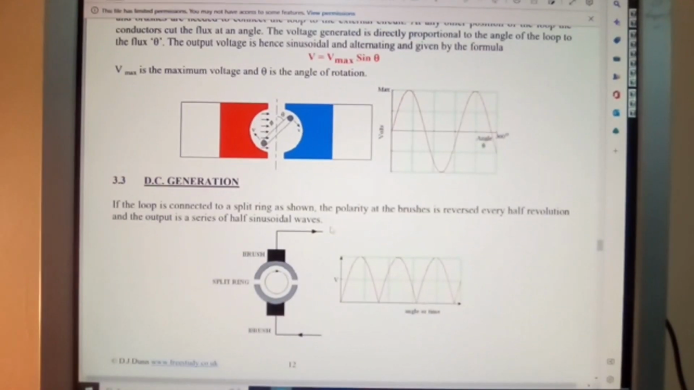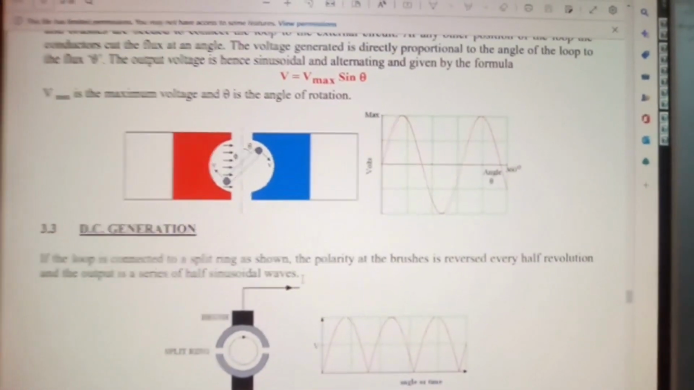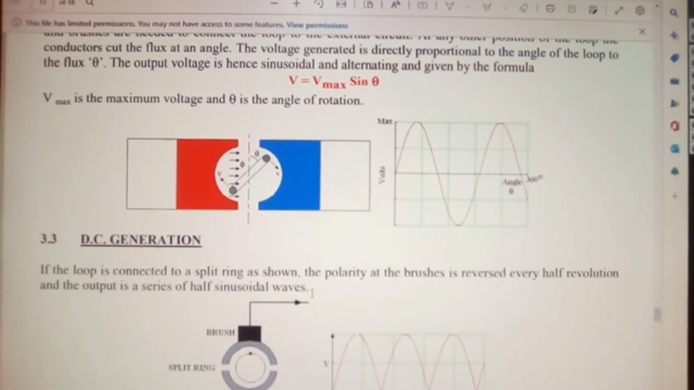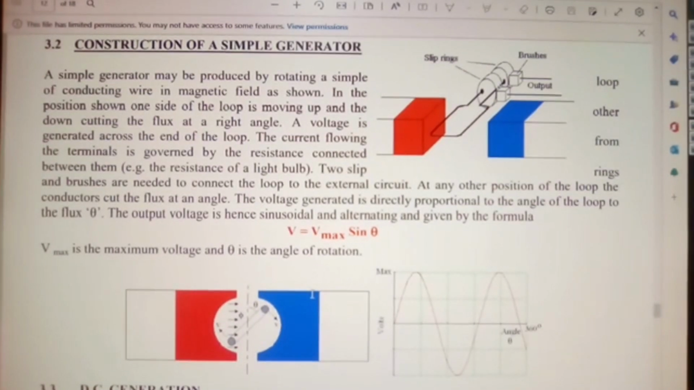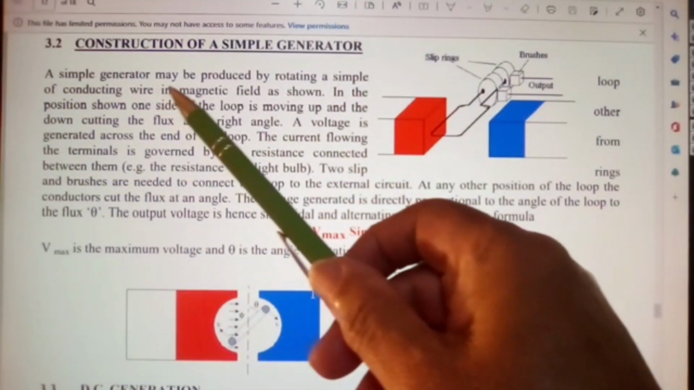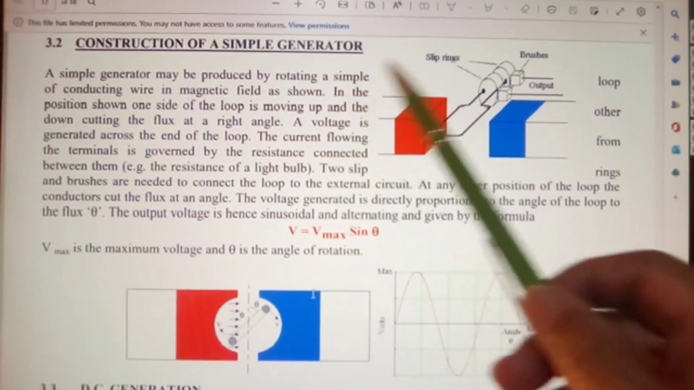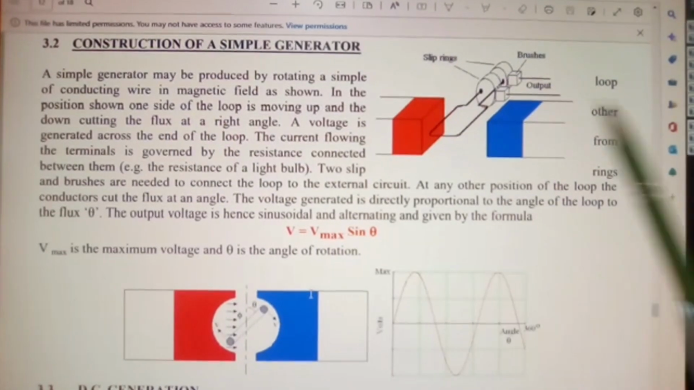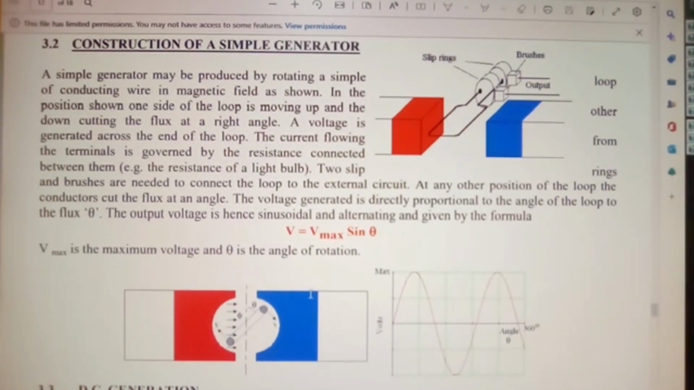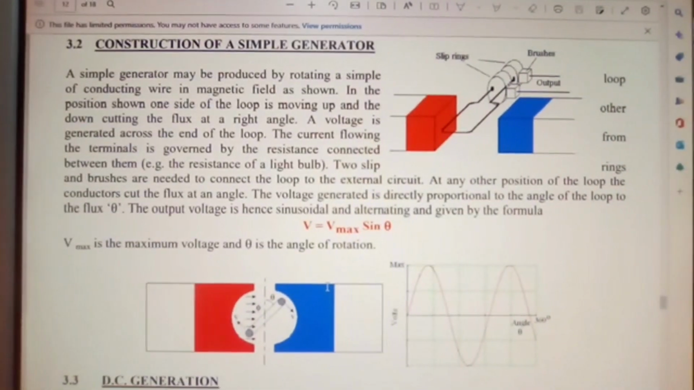Again here, it's quite clear, telling you what it is and how it has been produced. Make sure to read: a simple generator may be produced by rotating a simple loop. Make sure you follow the wording across, all the way across.